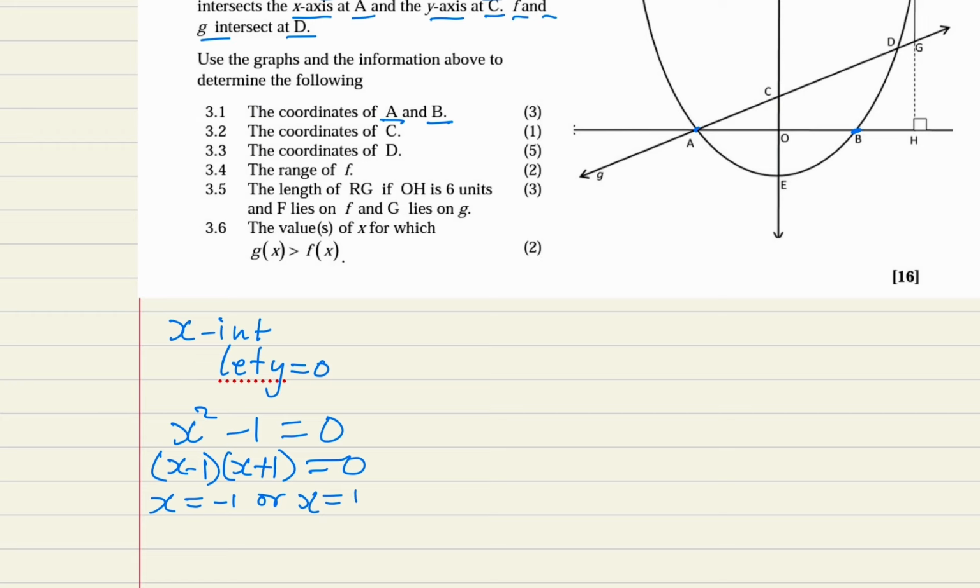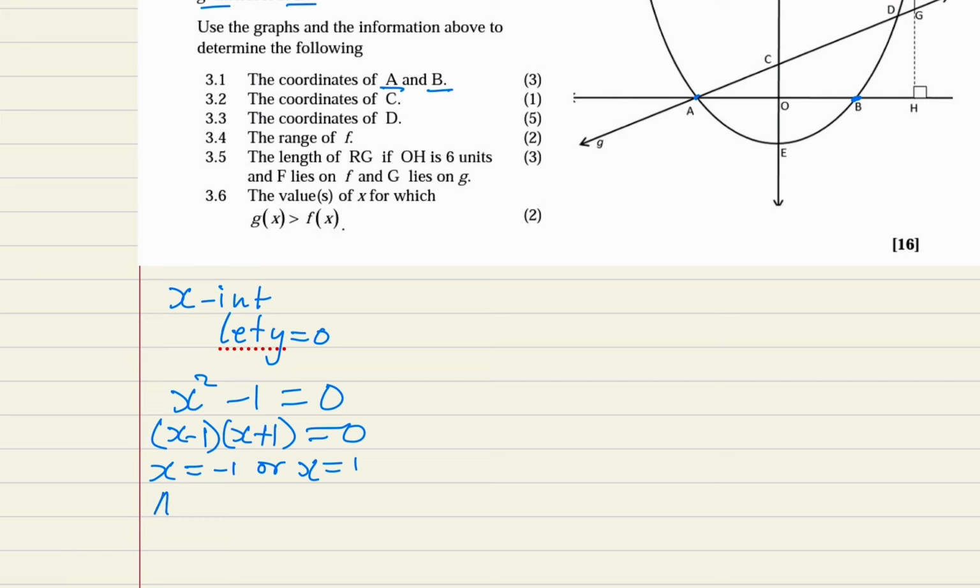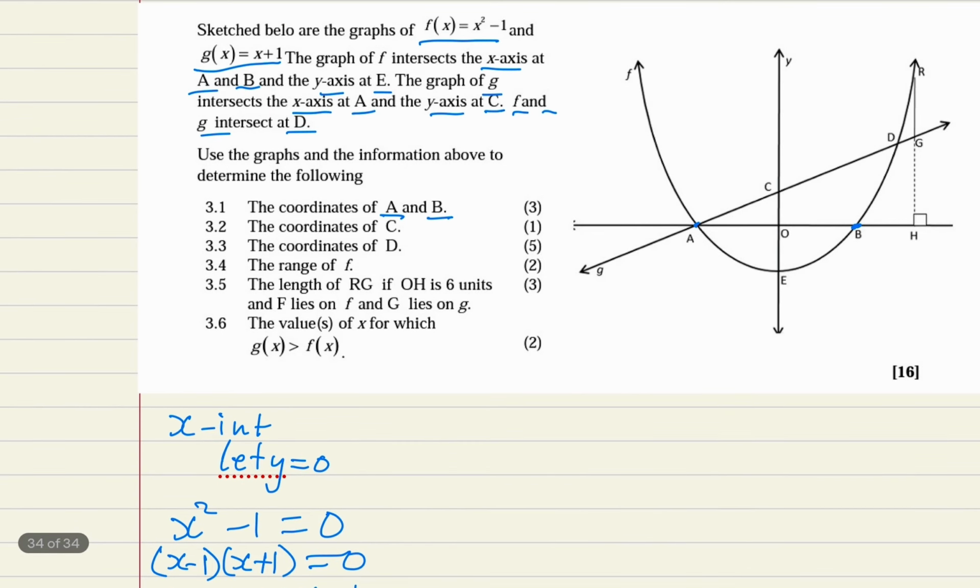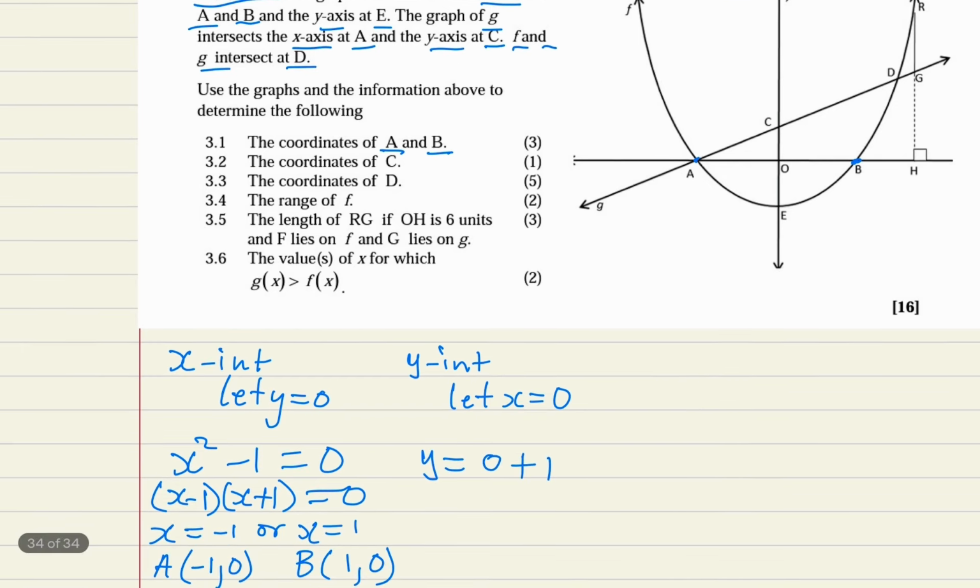Okay? Now, this means that the coordinate of A is given by negative 1, 0. And the coordinate of B is given by 1, 0. Okay, so those are the two coordinates they are looking for. Then go to number 2. They're looking for the coordinate of C. C is the y-intercept of the straight line. So y-intercept, it is where we let x equal to 0. So I will have y is equal to 0 plus 1. Then y is equal to 1. Therefore, the coordinate of C is given by 0, 1.